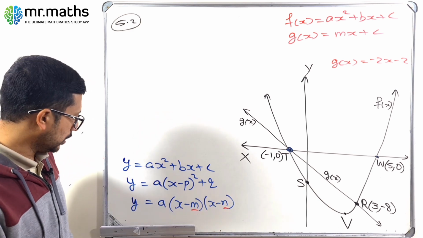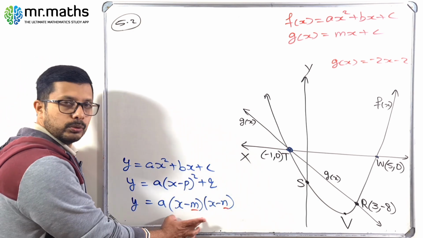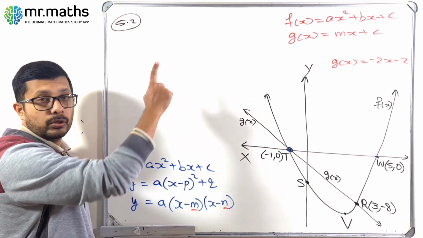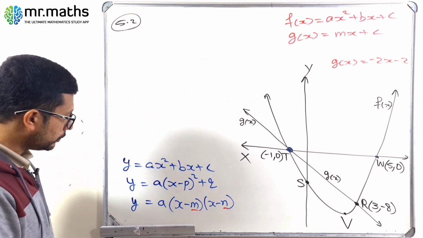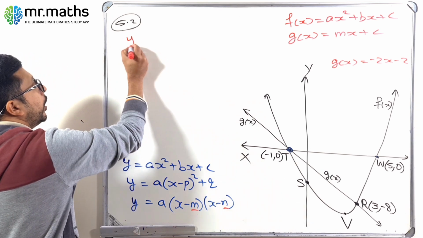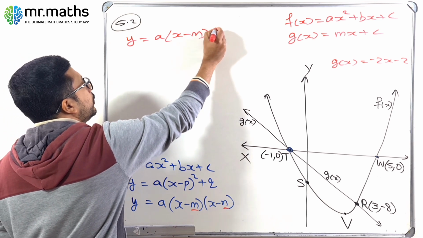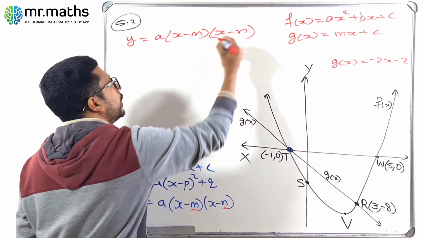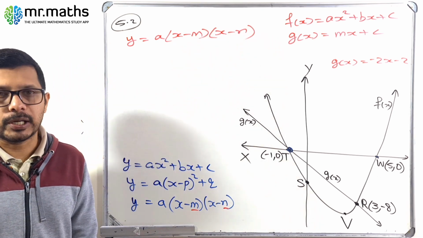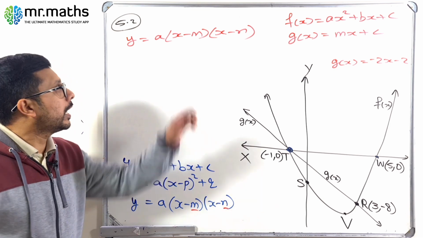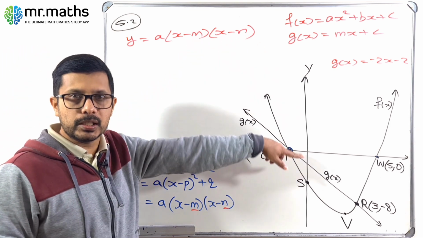Okay, so we are going to use this formula to find the values of a, b and c. So what is the formula? y is equal to a into (x minus m) into (x minus n). We are going to use that formula. Okay, so substitute the values. m and n stand for the x-intercepts.